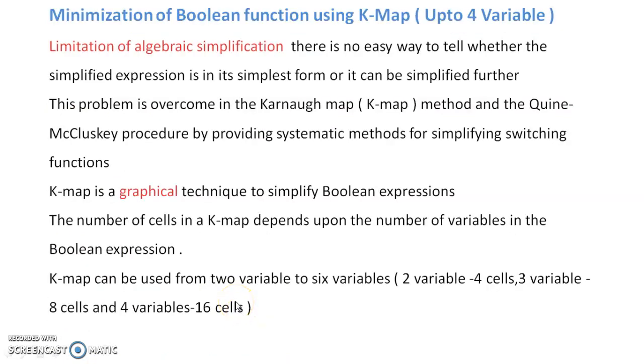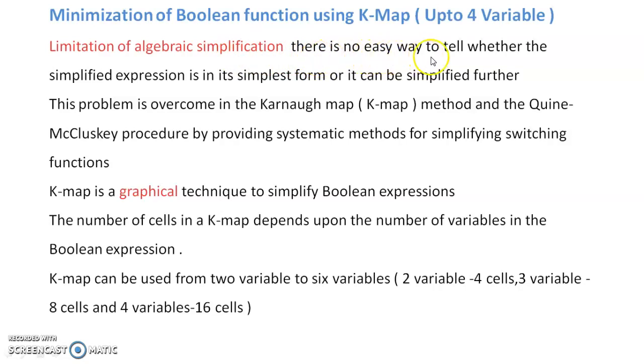Minimization of Boolean function using K-map. So we are going to study the different types of K-map variables, and the limitations of algebraic simplifications. Why do we move towards the K-map? Using Boolean algebra or De Morgan's theorem, we try to reduce the Boolean expressions. But why do we need the K-map? Because there are so many restrictions in the algebraic simplification of Boolean functions. So that's why we are using the K-map.